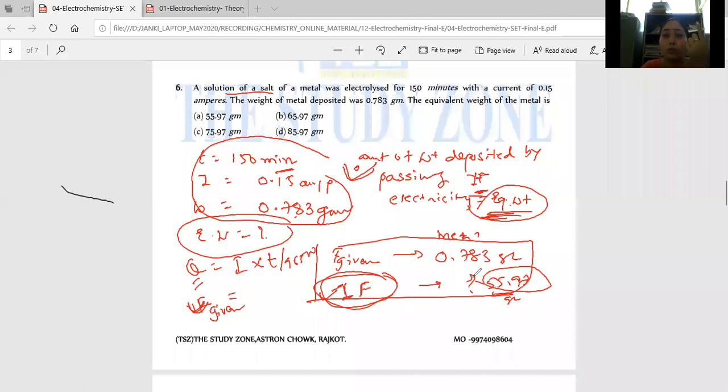Now how can the question change a little? This is the equivalent weight. You have calculated this equivalent weight. Suppose I give the molecular weight of the metal as 111 gram per mole. Fine. A one step ahead question. Molecular weight is this, and this is the equivalent weight. So the question is, what is the valency? Now you can easily find out the valency.